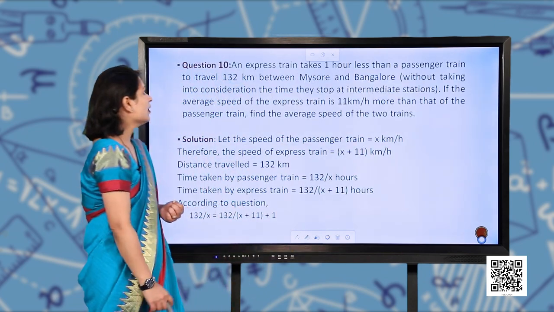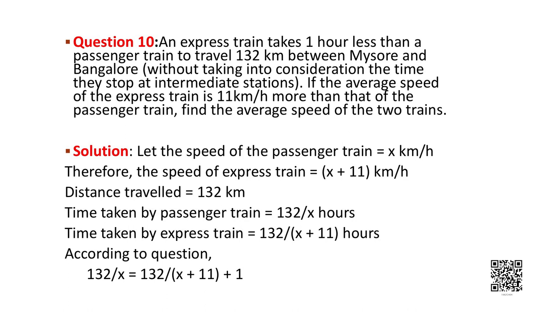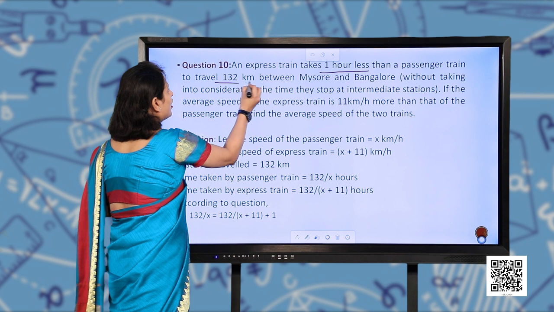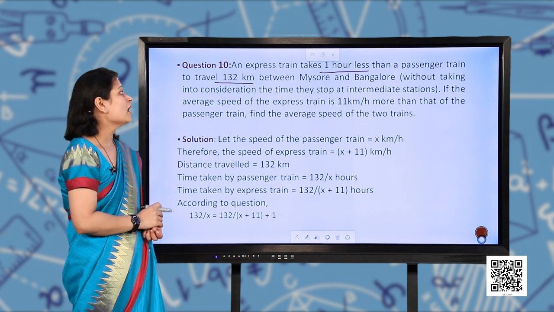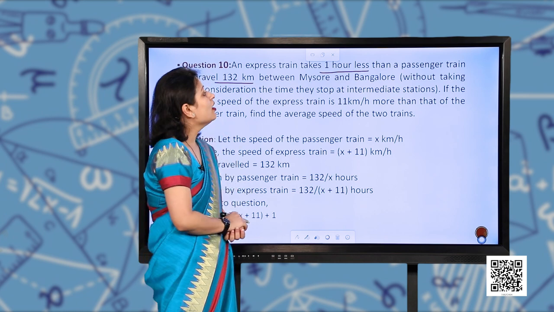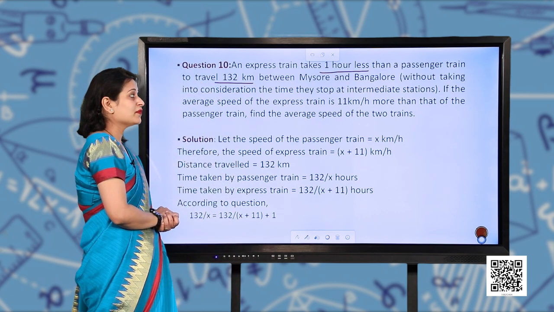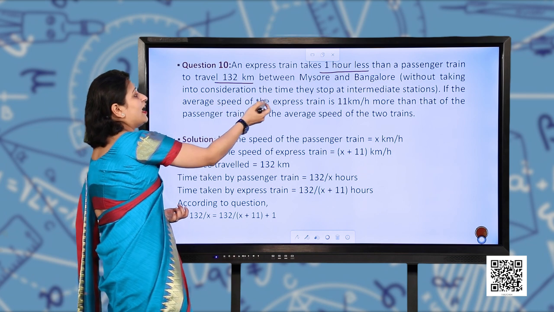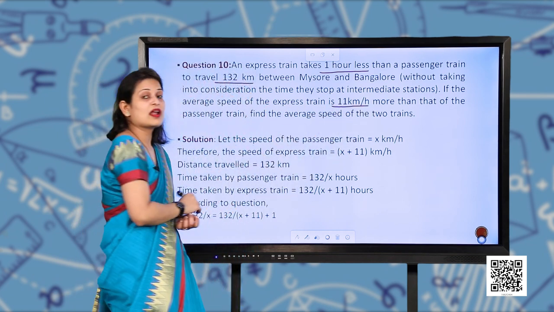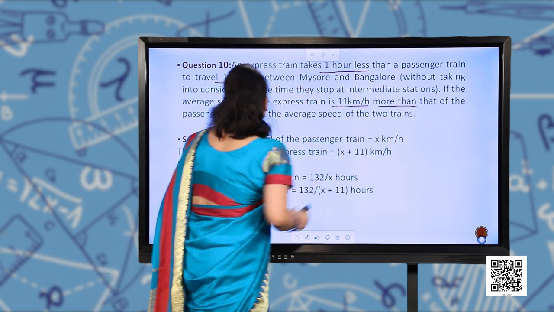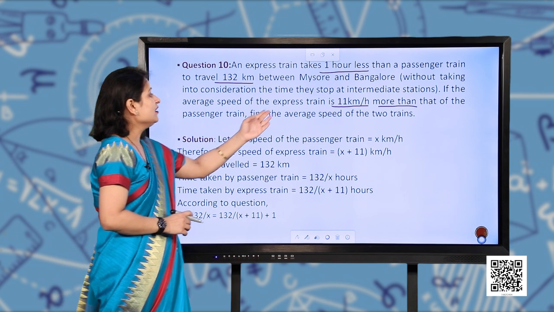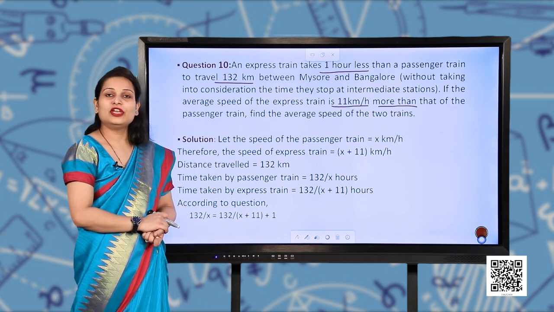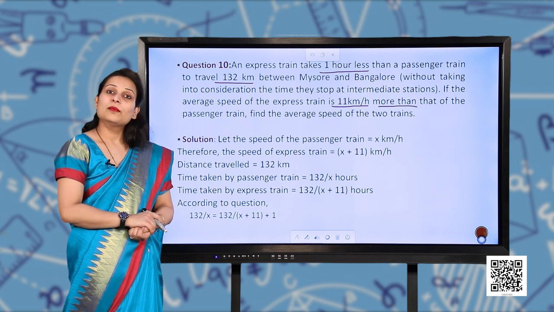Now, next question. Question number 10. An express train takes 1 hour less than a passenger train to travel a distance of 132 kilometer between Mysore and Bangalore, without taking into consideration the time they stop at intermediate stations. If the average speed of the express train is 11 km per hour more than that of the passenger train, find the average speed of the two trains.